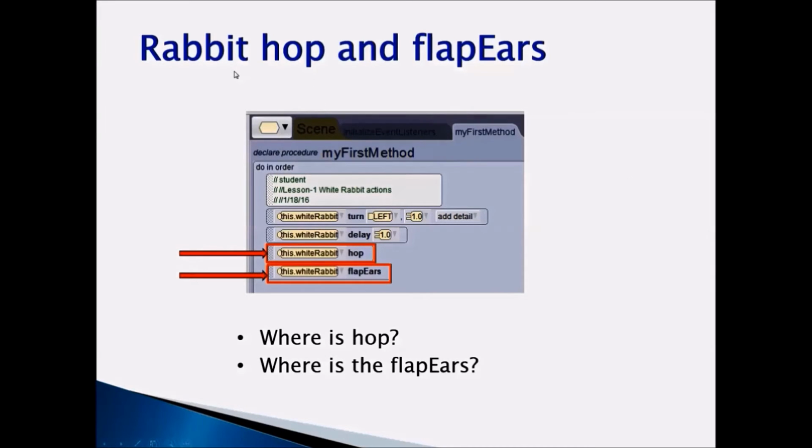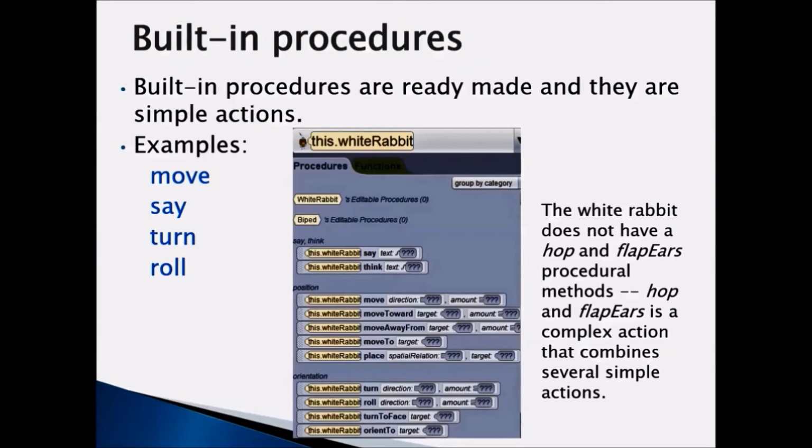Now when we take a look at our code: white rabbit turn left, white rabbit delay, white rabbit hop, white rabbit flap ears. Now where is hop? Where is flap ears? Built-in procedures. The built-in procedures are ready-made procedures and they are very simple actions. We have used built-in procedures so far in our class, for example move, say, turn, roll.